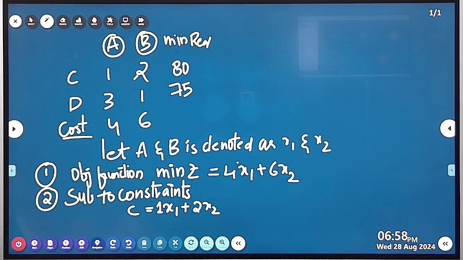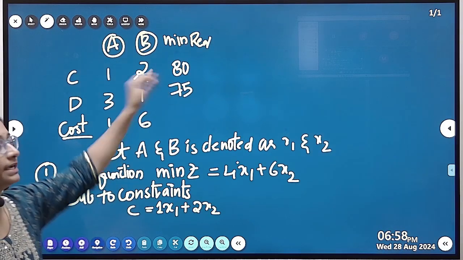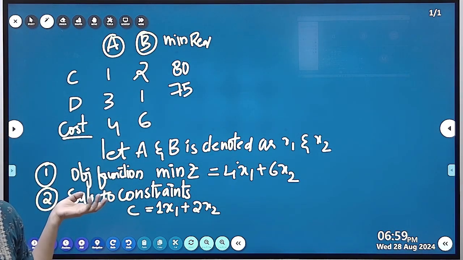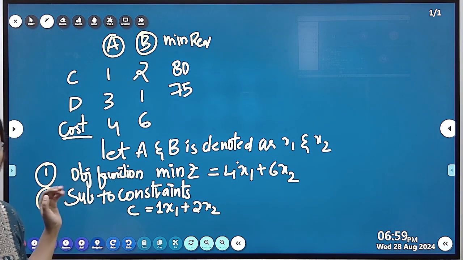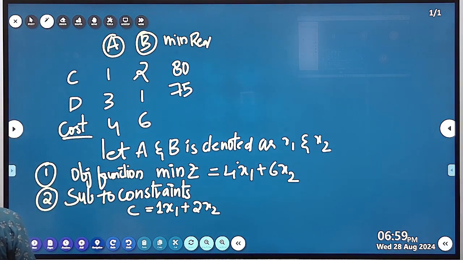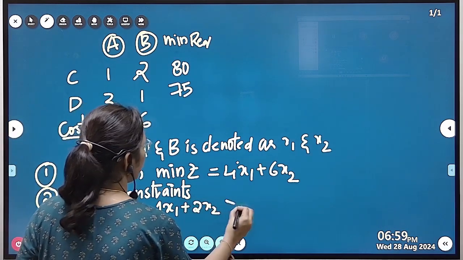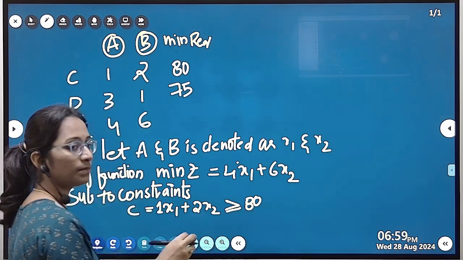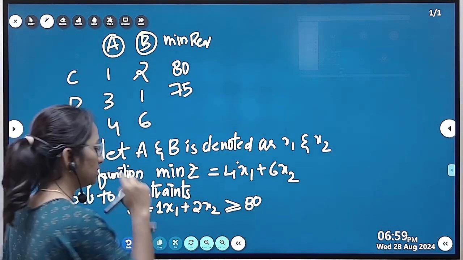Why? Tell me why. Minimum is needed 80, but in future we may need more. So it should always be greater than or equal to. Minimum we needed 80 units, but we may need more in future. So that's why we need to put greater than or equal to 80. Minimum is 80, and sometimes it can be more.